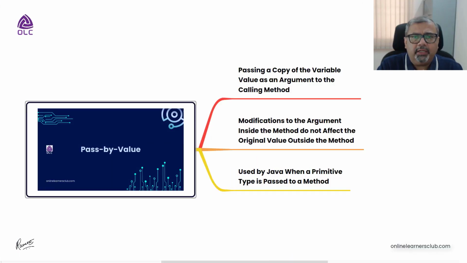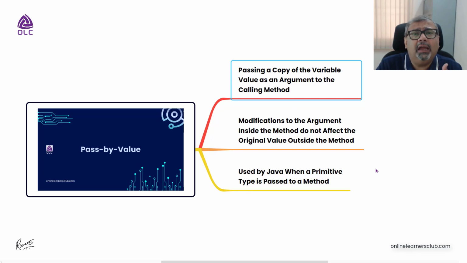It is important to understand the concept of pass by value, which is used in programming, and in Java we basically have the concept of pass by value, which is nothing but passing a copy of the variable value as an argument to the calling method. What do we mean by that?